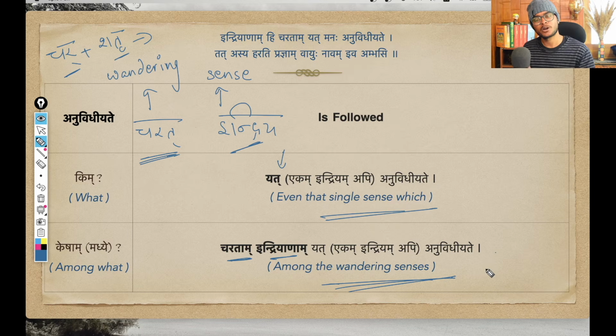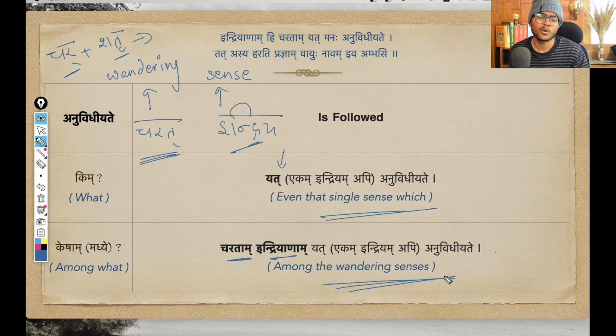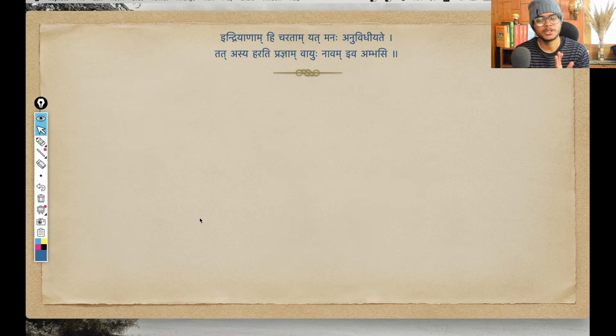Okay, so I hope you have got the meaning of the words and you have got the contextual meaning also. Basically, Krishna is saying that all our five senses are continuously facing outwards and continuously interacting and engaging with the outside world. Now, from among all these five senses, if you pick up any one sense and follow just that, among all the wandering senses, even that single sense which is being followed. That is the information we have so far.